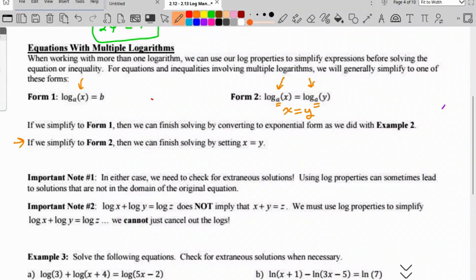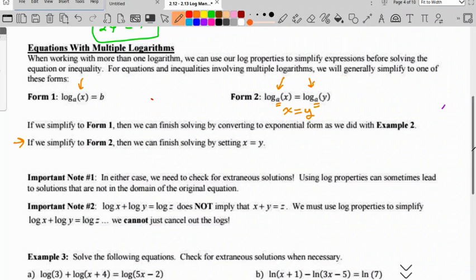So you are not doing an operation that gets rid of those. You're using logic to say if the log base a of x equals the log base a of y, then x must equal y. That's just a logical statement that lets you drop the logs, okay? So that's what we're going to do if it's form 2. If it's form 1, we're just going to rewrite it in exponential form like we just did on the other ones, okay? So those are our two basic strategies.